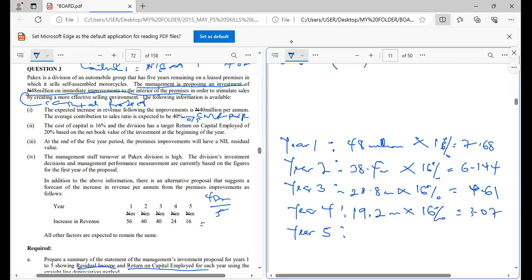3.07. The fifth year, what is it divided here? 9.6 multiplied by 16% gives 1.54. 1.54 naira, right? 1.54 million. Something like this. So I'll go up here.